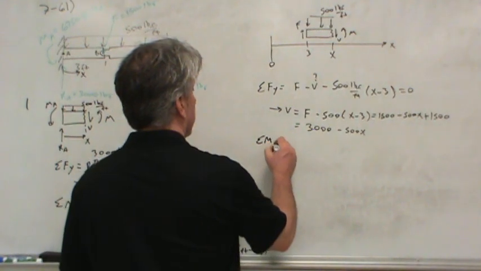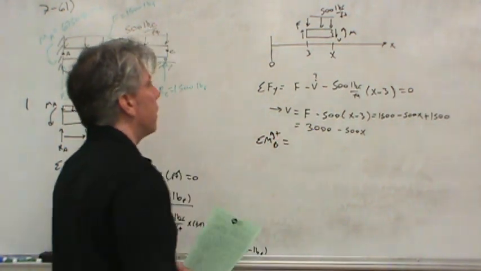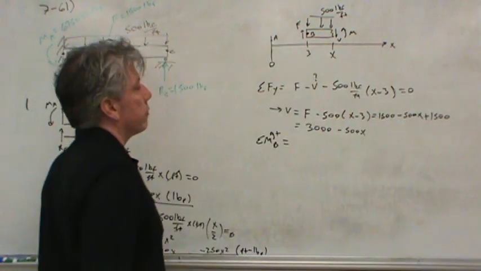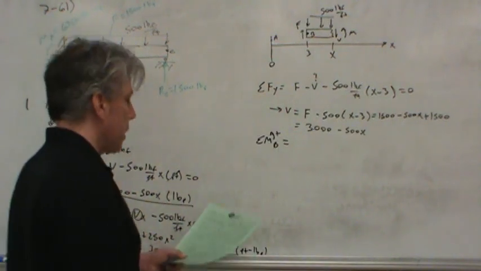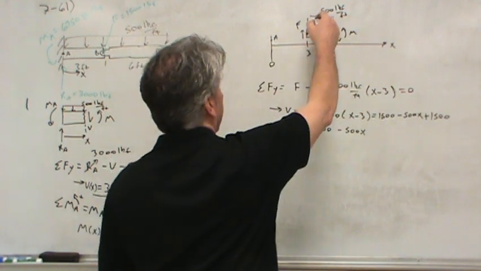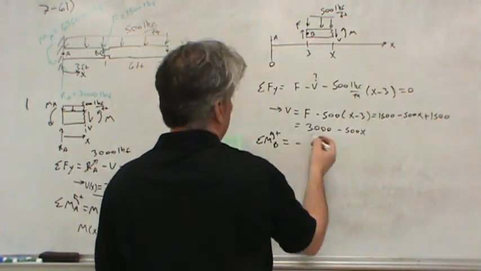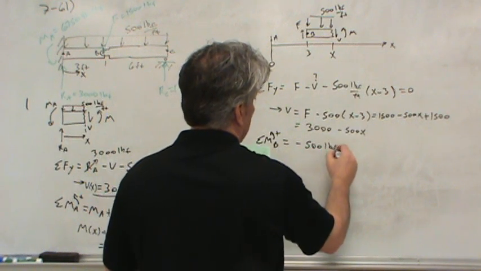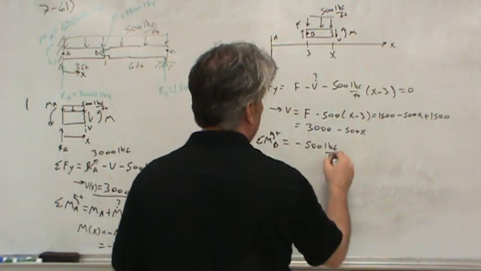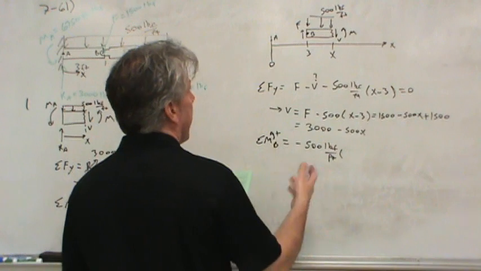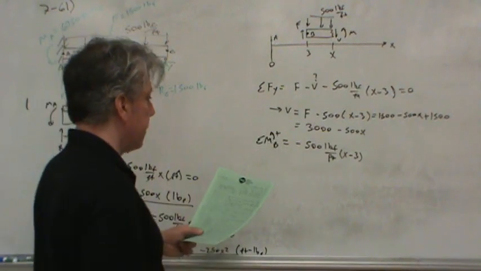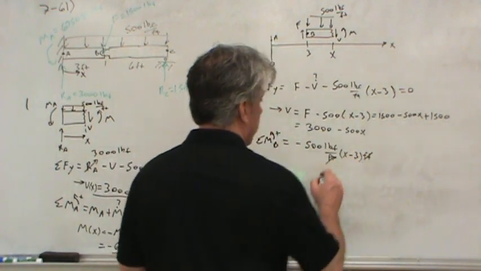What about if we sum moments, say about point B, taking counterclockwise as positive? Remember, B is over here, whereas A is over here. You can sum moments about A if you want, it doesn't make any difference. You'll get the same thing. I just chose to sum moments about B. Well, let's see. We've got a resultant that would provide a negative moment about B. And of course, the amount of it that we have is 500 pounds per foot times (x minus 3) feet.